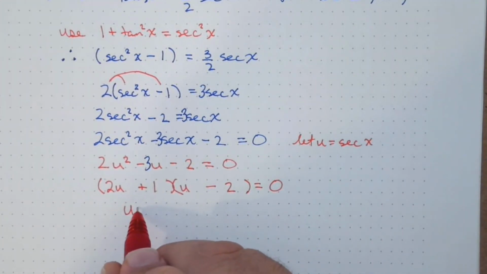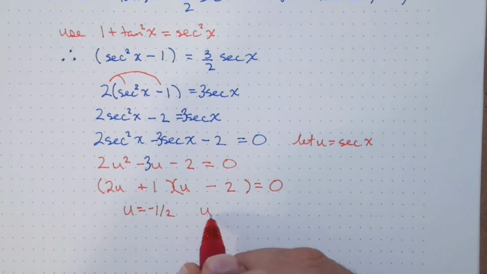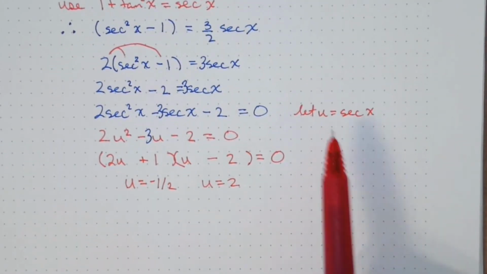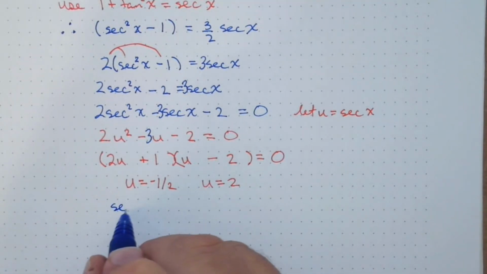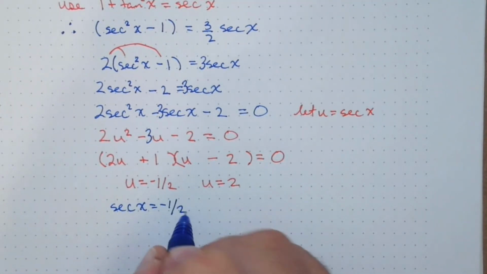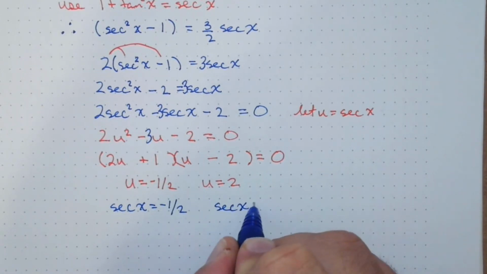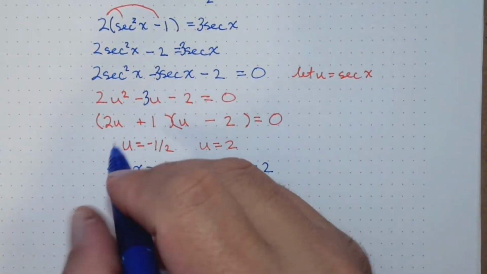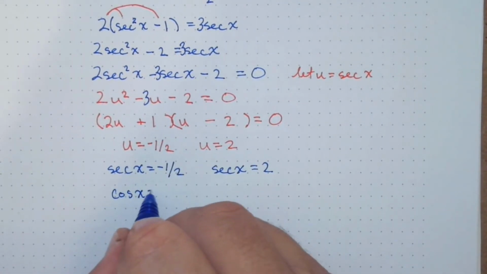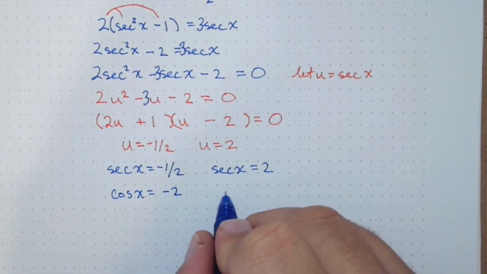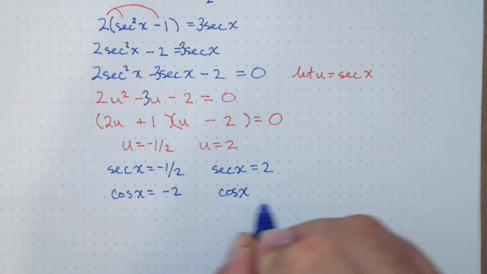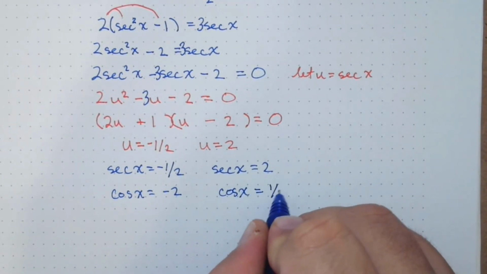Solving here, u needs to be negative 1/2. Solving here, u needs to equal 2. But what does u equal? U is secant of x. So I need to solve secant of x equals negative 1/2 or secant of x equals 2. The secant is really just the reciprocal of cosine, so secant of x equals negative 1/2 means cosine of x needs to be negative 2, and secant of x equals 2 means cosine of x is the reciprocal, 1/2.